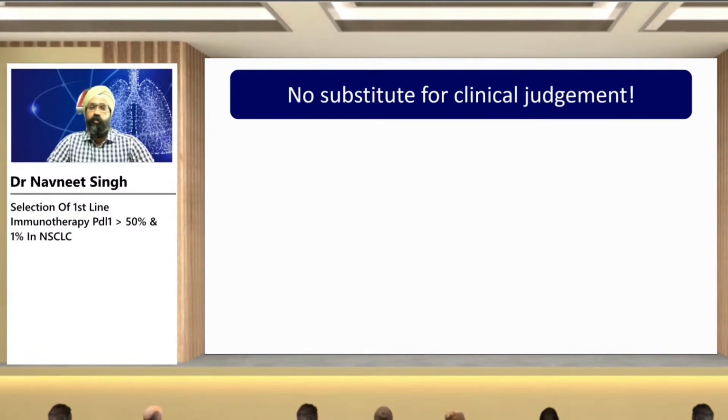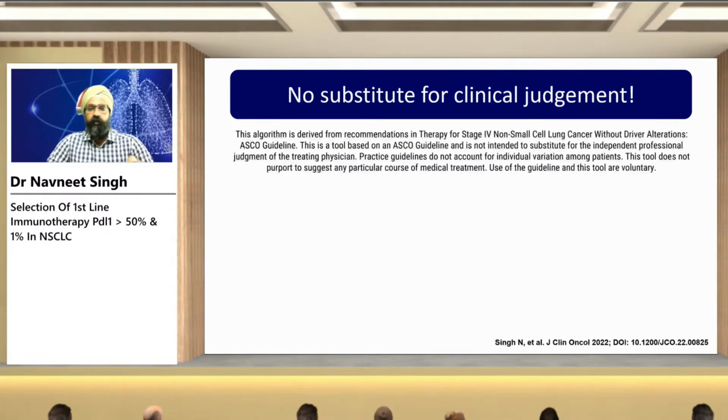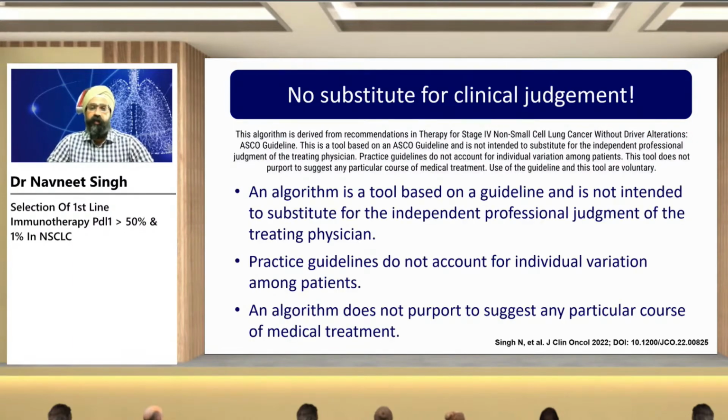And last but not the least, there is no substitute for clinical judgment. This is what appears as a footnote to the algorithms in the recently published ASCO guidelines, which I was referring to earlier. Just to highlight, an algorithm is only a tool based on a guideline. It is not intended to substitute for the independent professional judgment of the treating physician. Practice guidelines do not account for individual variation among patients, and an algorithm does not purport to suggest any particular course of medical treatment. So yes, please refer to guidelines, but you have to take everything into perspective and use your own judgment.